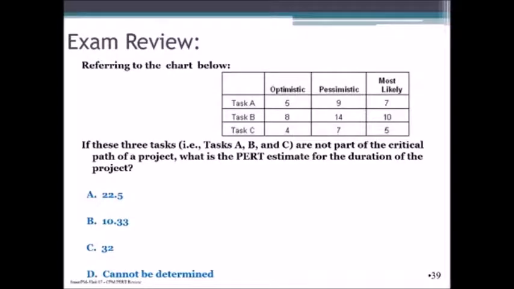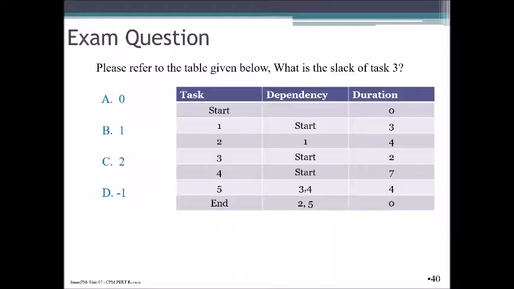Next question. Pause the video and resume when ready. This is a trick question. You're told that A, B, and C are not part of the critical path. That should alert you to the fact that you cannot then calculate the duration for the project. So D is the correct answer. Next question.